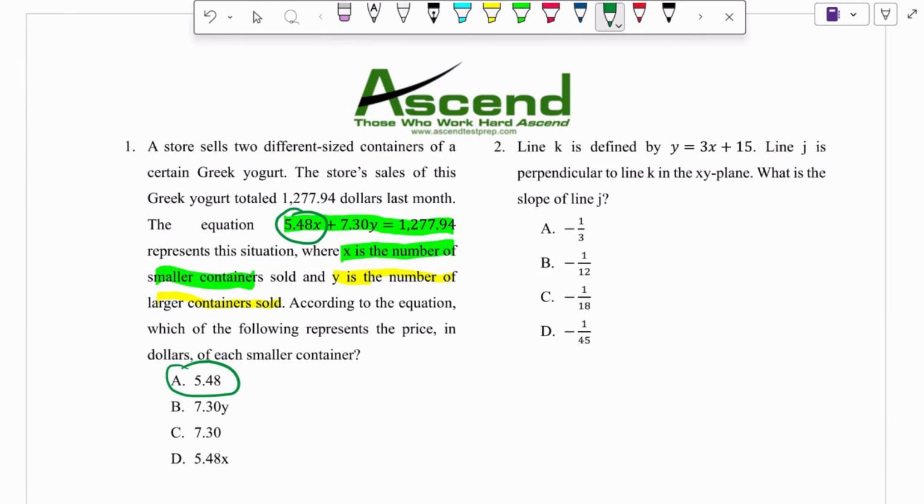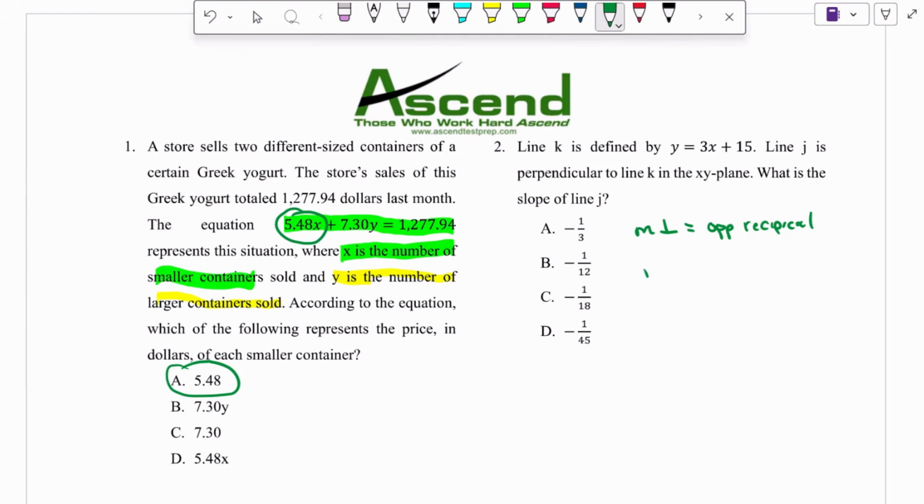On to number 2. Line K is defined by this equation. So we have line K. Now there's another line called J that is perpendicular. So if you have a perpendicular slope, the upside down T means perpendicular, M means slope. You have to remember it's the opposite reciprocal of whatever you're looking for.